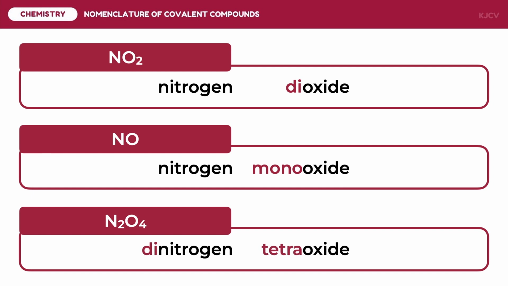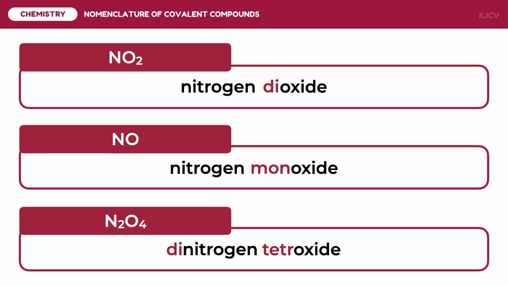As an additional rule, to avoid awkward pronunciations, we are going to omit some of the vowels. So here we have nitrogen dioxide for NO2, nitrogen monoxide for NO, and dinitrogen tetroxide for N2O4.